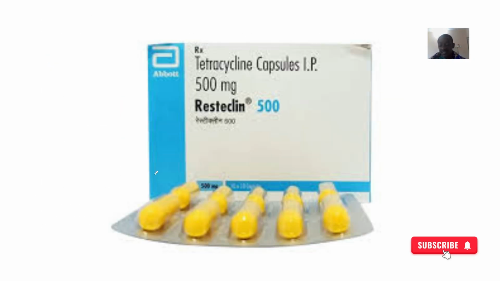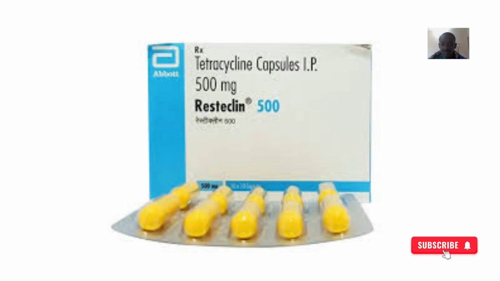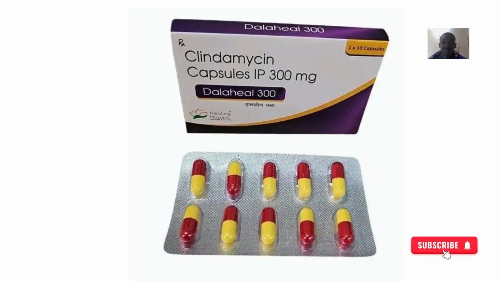Or the tetracyclines. Examples of tetracyclines are tetracycline, doxycycline, and minocycline. They bind to the 30S subunit and block the tRNA attachment. They prevent elongation. Broad spectrum, right? They act on different diseases.